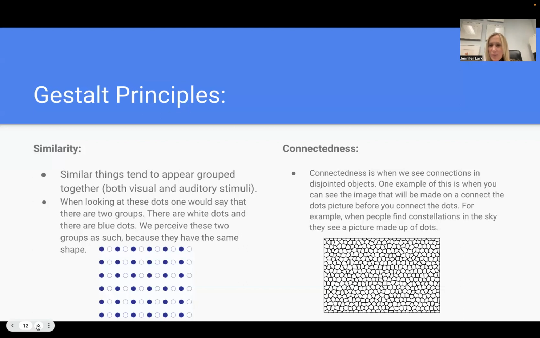Okay, the next Gestalt principle is connectedness. So connectedness happens when our brain perceives connections in objects that are actually disjointed. One example is when you can see the image kind of connect the dots before you connect the dots, right? Or when people find constellations in the sky, they actually just see individual dots, but their brain is connecting those dots together. In the image that you see in front of you, those are actually a bunch of individual randomly shaped objects, but your mind might see that almost as like a tortoise shell or some sort of landscape or something like that because your brain's trying to connect those individual pieces to actually make some sense out of them.